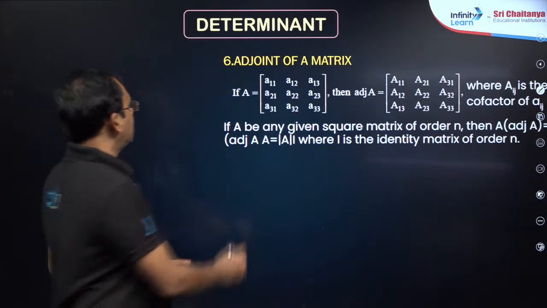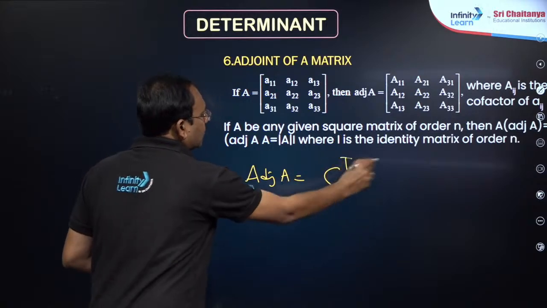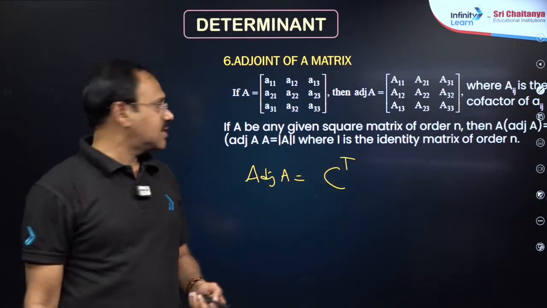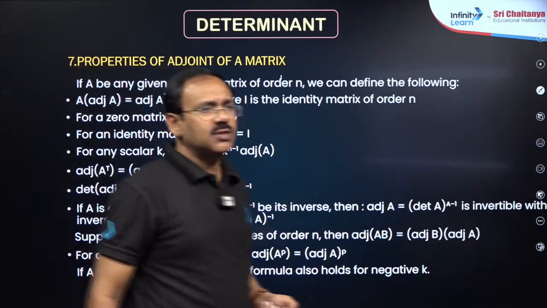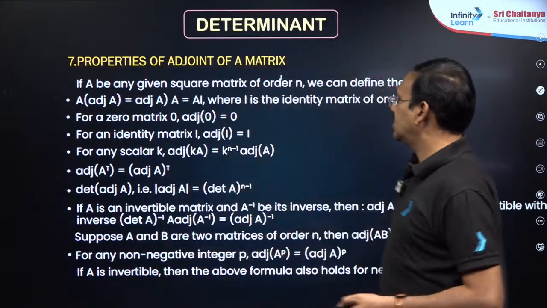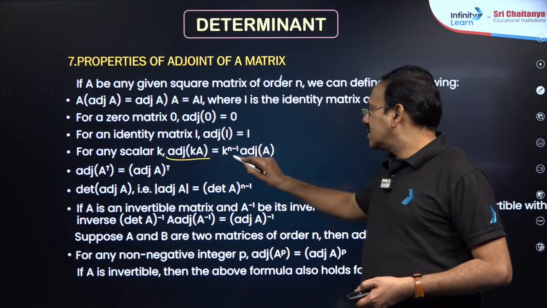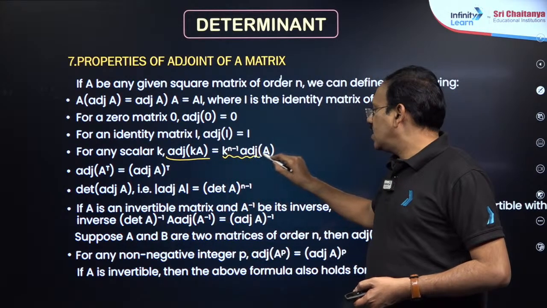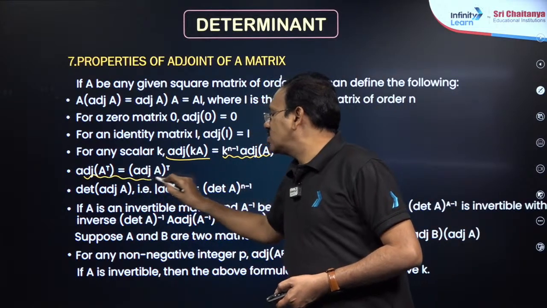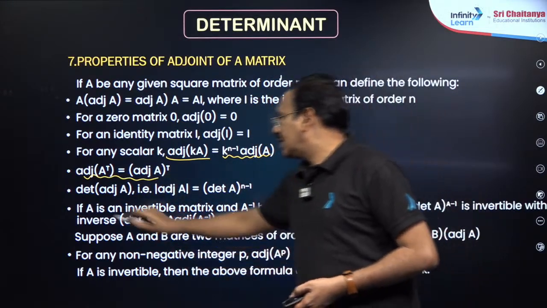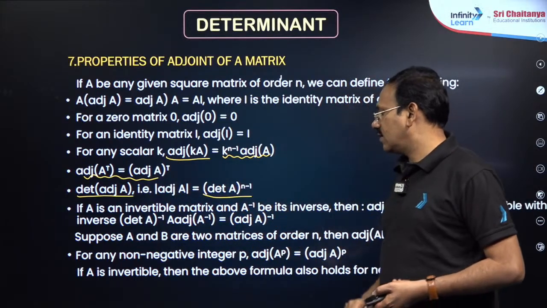Next, adjoint of a matrix means adjoint of A is nothing but transpose of cofactor matrix, right, dear students? So most important is this, my dear friends. Adjoint of kA is k power n minus 1 into adjoint A. Adjoint of A transpose is adjoint A whole transpose. Det of adjoint A is det A to the power of n minus 1.